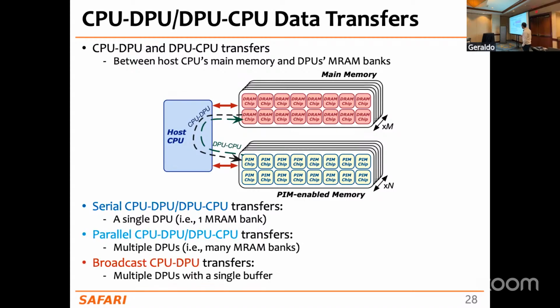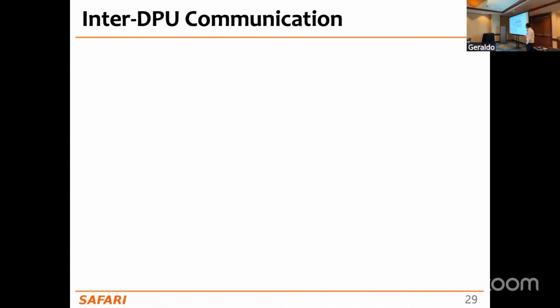Single means you move a block of memory for a single GPU inside the PIM-enabled memory. Parallel means that you move different blocks of memory from main memory to multiple PIM-enabled memories. And broadcast is when you have one single buffer and you move this buffer across many different PIM chips inside the PIM-enabled memory.